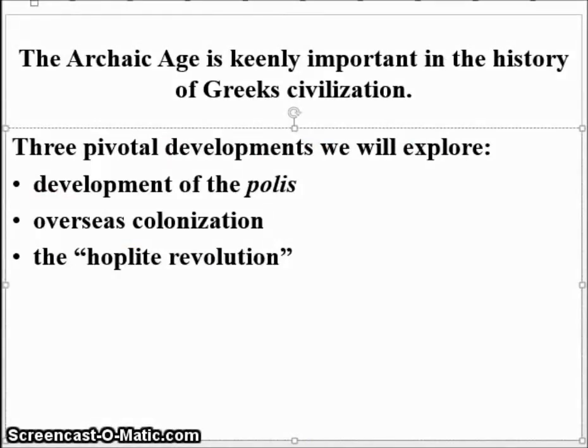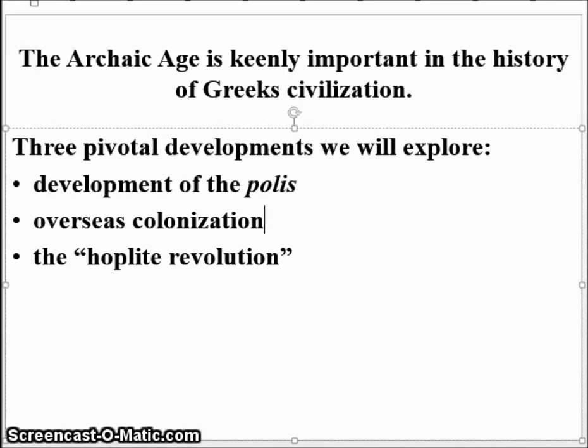Okay, so now that we have discussed the origins of the term archaic and its connection with art history, we'll begin the unit proper by noting that this Archaic Age is keenly important in the history of Greek civilization, in part because it represents the rebuilding phase. With the catastrophic destruction of the Bronze Age Mycenaean civilization, the Greeks basically have to reinvent what civilization means and what it will mean moving forward. And it's during the Archaic Age that the foundational components are laid down.